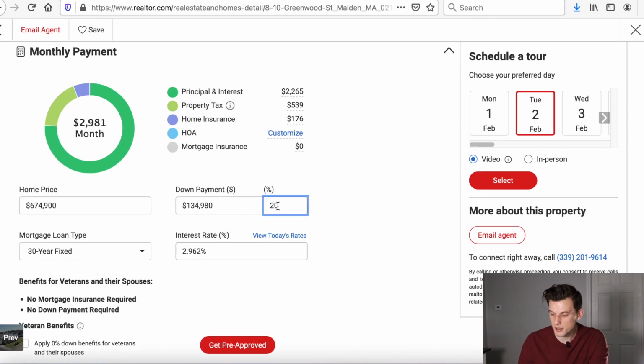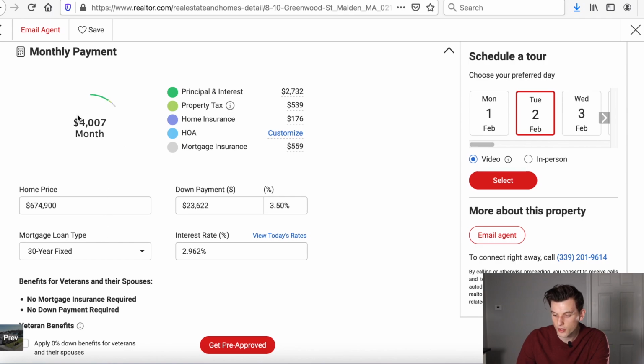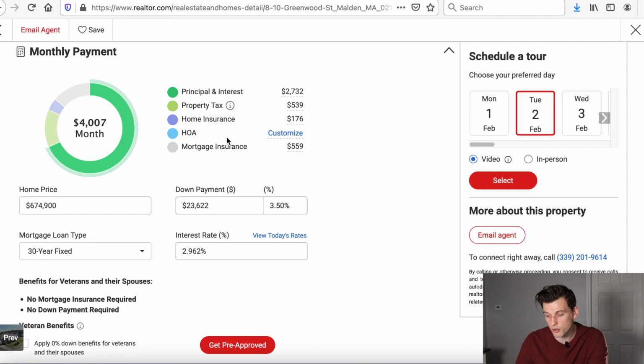So Realtor.com typically puts us at 20%, so I'll change that to 3.5%. Obviously our mortgage goes up quite a bit, not only because you have a higher loan, but also this thing right here called mortgage insurance, which is included in your loan if you have less than 20% down on a property. This home insurance cost, which again, I think is something that you get to understand as you get to know the building. So talking to that real estate agent, insurance agent, or that other investor will help you with this expense. I would say that that's a little bit high.